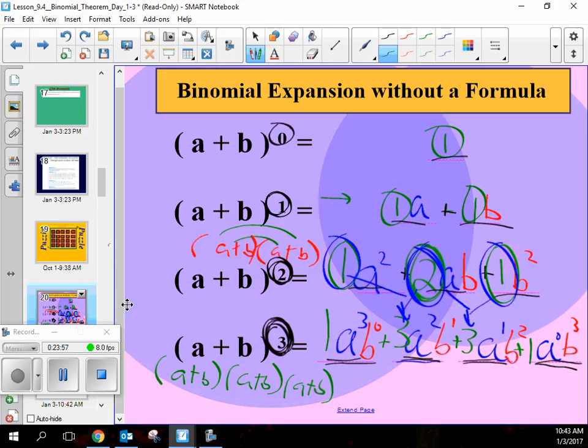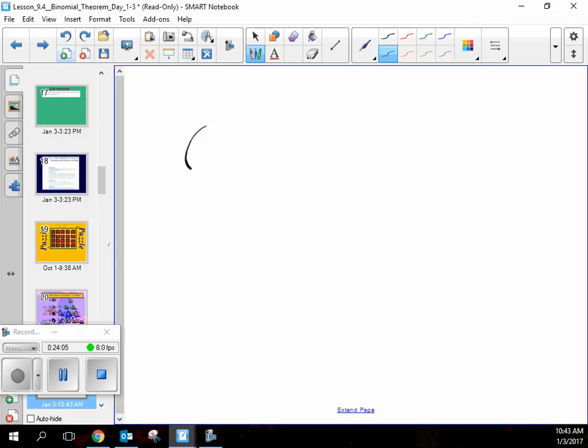All right, so moral of the story is you can make these by having a pattern. a plus b to the 5th. Right away I would go, okay, I need how many blanks? 6. Everybody try this one. I need 6 blanks.